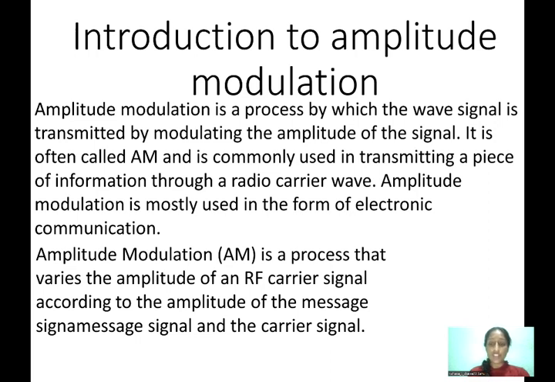Amplitude modulation is a process by which the wave signal is transmitted by modulating the amplitude of the signal. It is commonly used in transmitting information through a radio carrier wave. Amplitude modulation is mostly used in electronic communication. It varies the amplitude of an RF carrier signal according to the amplitude of the message signal and the carrier signal.